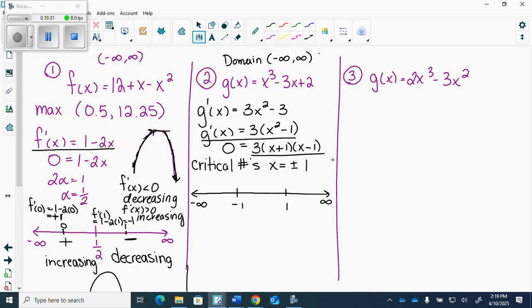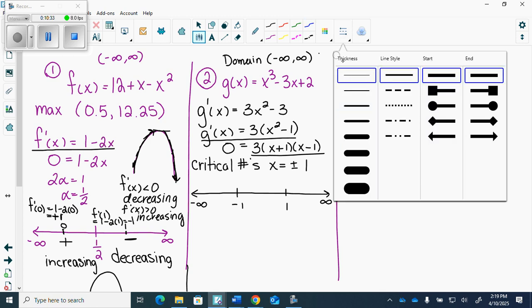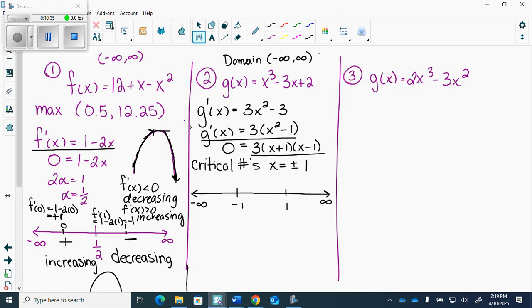So I'm going to run a test point of below -1. I'm going to run -2. So that's going to be my test point. So I'm going to find f prime of -2. So that's going to equal 3 times -2 plus 1 times -2 minus 1. Now, do I actually care what the number is or just the sign? Just the sign. So let's talk about this. We have a positive 3 times a negative number times another negative number.